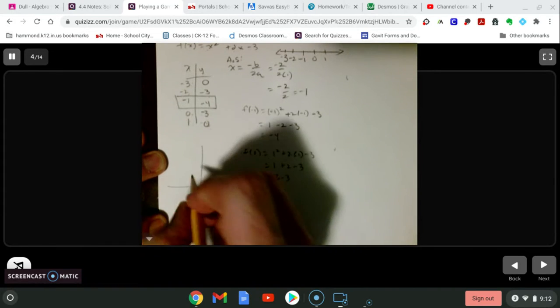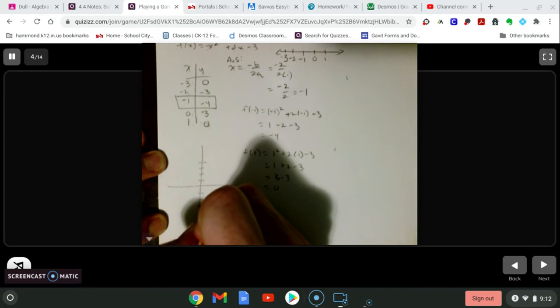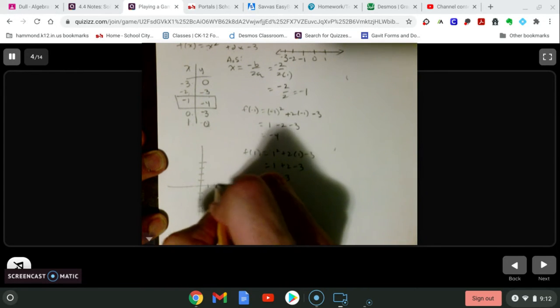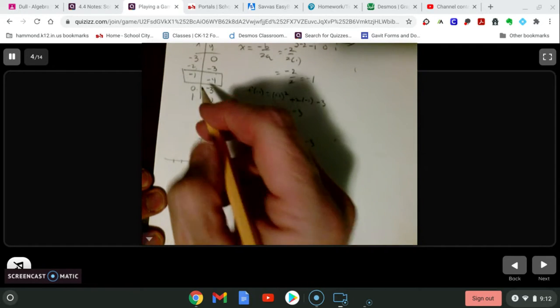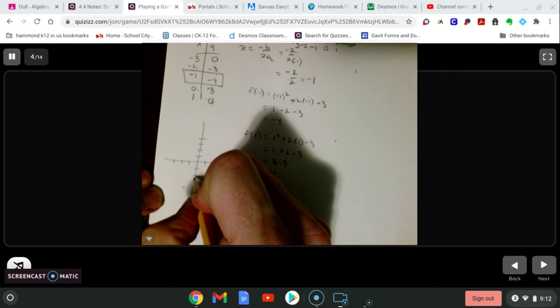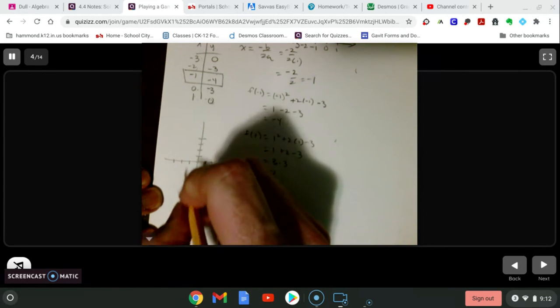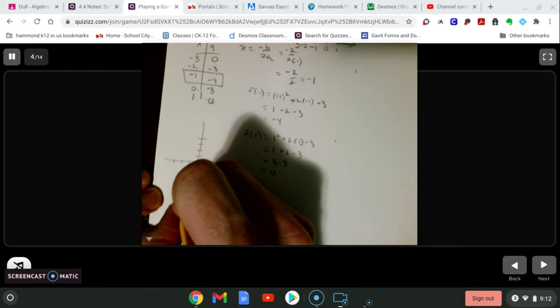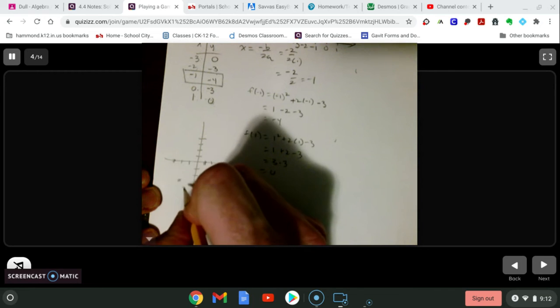If I go ahead and graph this, I have -1, -4. I have 0, -3, 1, 0. Over here, -2, -3, and -3, 0. So there's my symmetry, right?